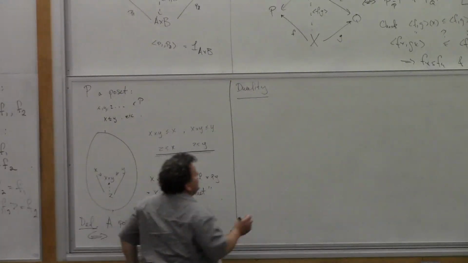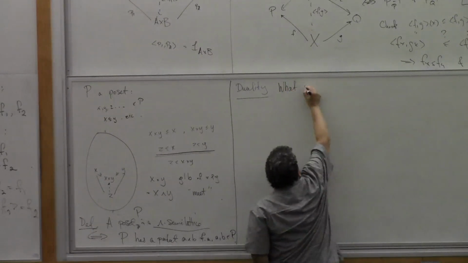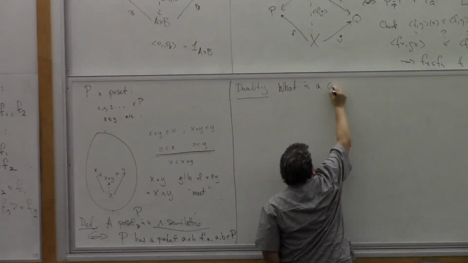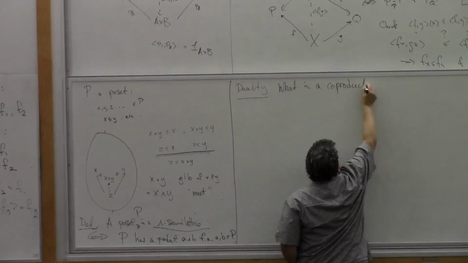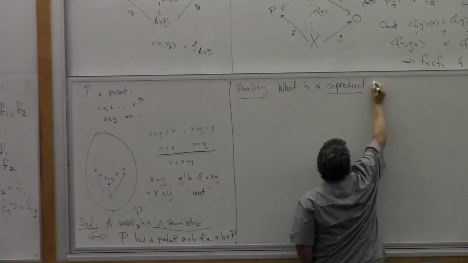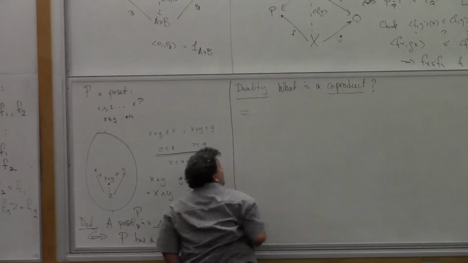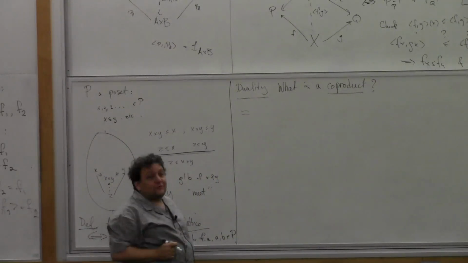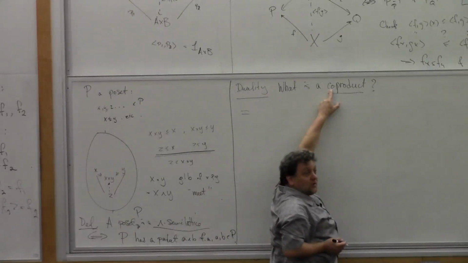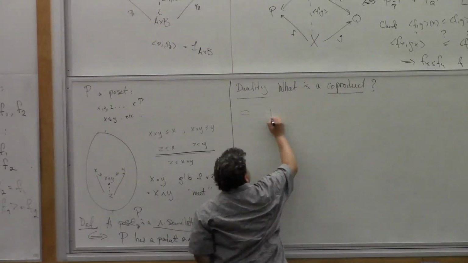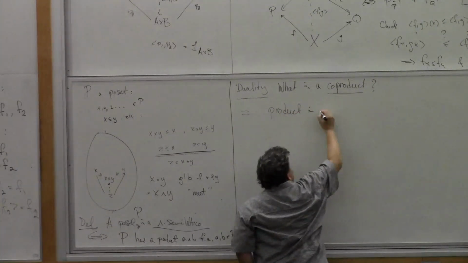So here, duality. What is a coproduct? Well, that's kind of cheating, isn't it? I already told you coproduct. Coproduct means, just by general rules of concept formation in category theory, you add the prefix co to mean it's a product in the opposite category.